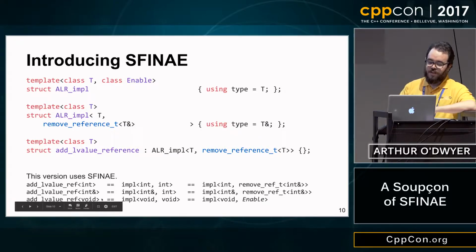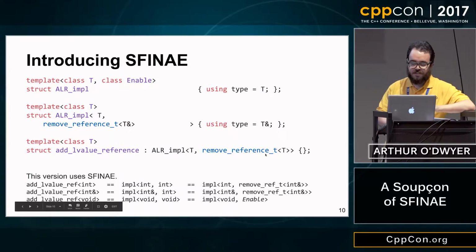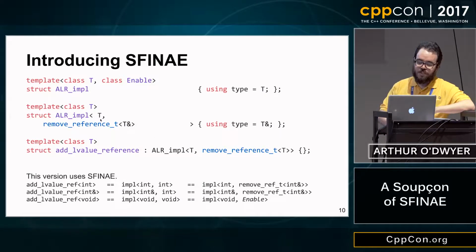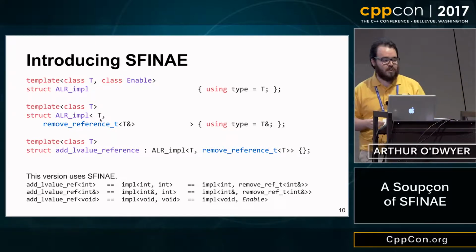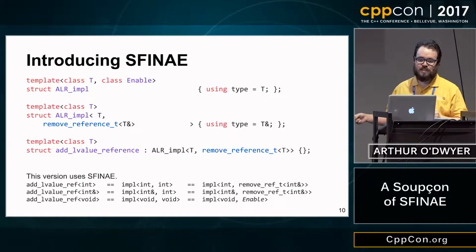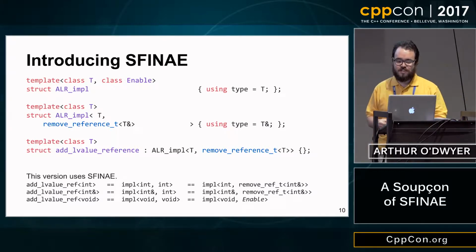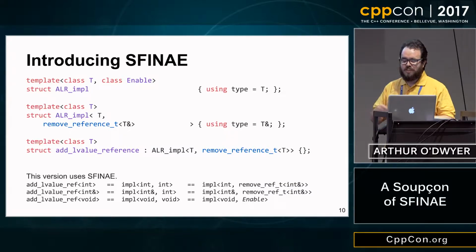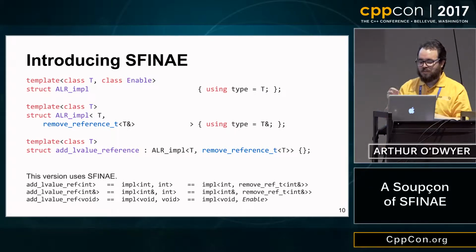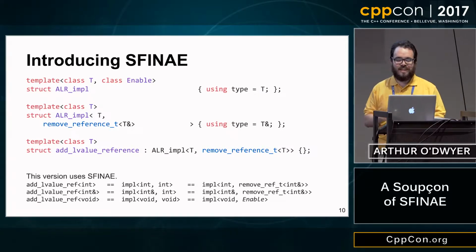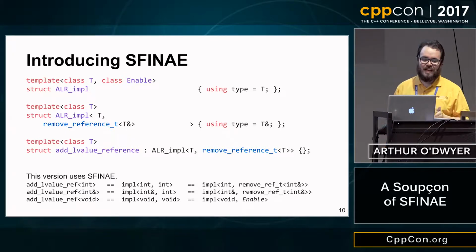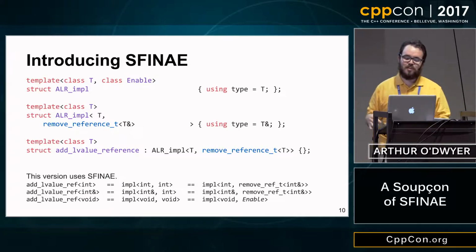Skipping down to the last one, though, add L value reference of void. Here, remove reference T of void is just void. That's not a problem. So we have void and void. And here, we look at the partial specialization again, and we have ALR impl of void, comma, remove reference T of void ref. Now, is this partial specialization a good match for void and void? Well, void is a great match for void on the first parameter. But on the second parameter, we're trying to match void to this thing that's spelled remove reference T of void ref. And that's ill-formed. That's not even a thing. So no, that's not a good match. If it's not even a thing, it's not a good match. So no, don't use the partial specialization. We fall back to the base template, and we have using type equals T, using type equals void. So it does the right thing.